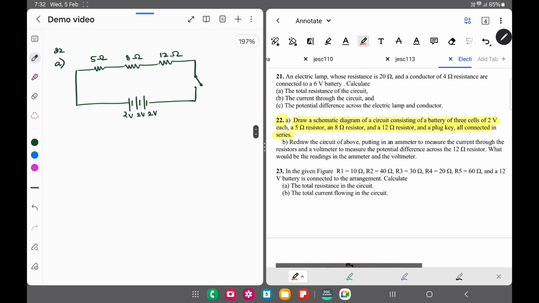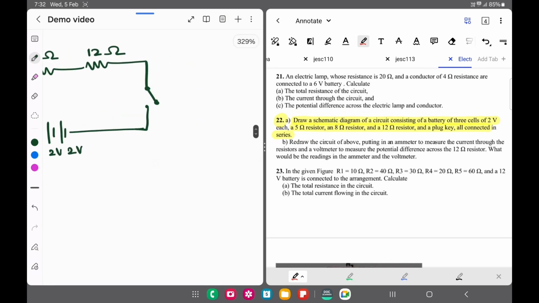Basically, we get confused between the switch and the plug key. You can consider this as a switch, an open switch. So however you draw the key, it is fine.